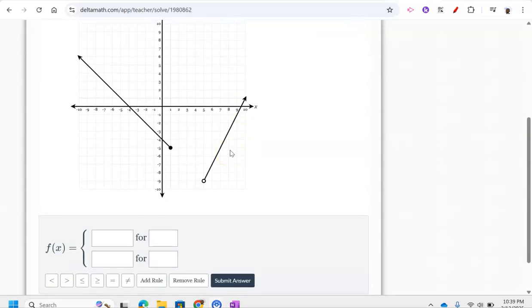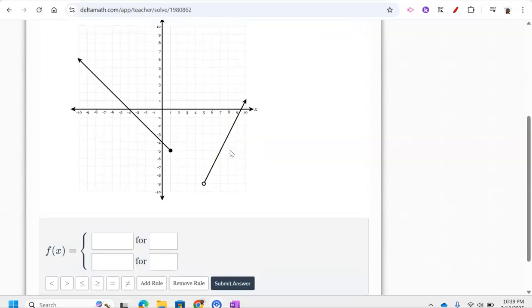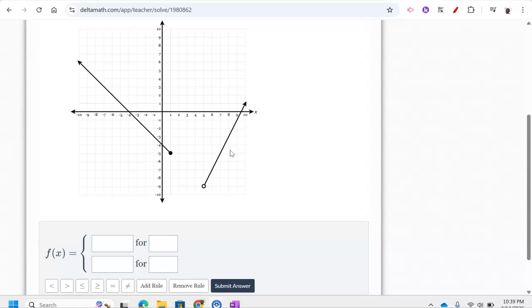I want to make this quick video to help you all with the section on the Delta Math where you had to write the function. So when you're writing the function for the piecewise, you're creating basically equations for each of these parts, right?